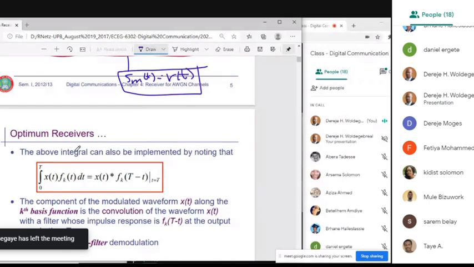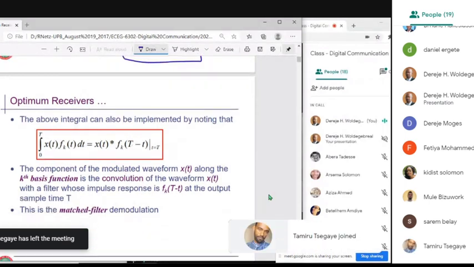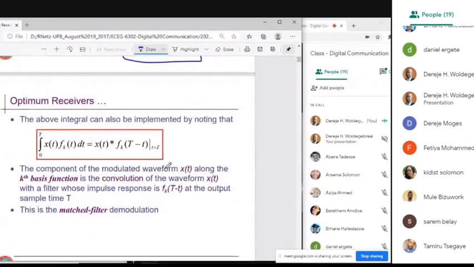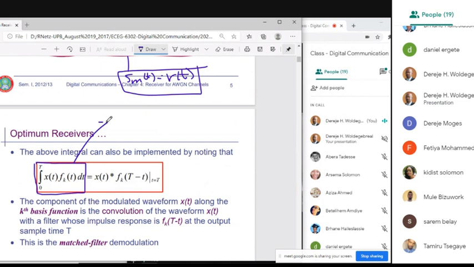Now what is an alternative way of implementing a correlative type demodulator? Okay, such an integral can alternatively be implemented in the following way. The correlation between x of t and a basis function f_k of t is given by such an integral. Okay, so this is a function that measures correlation.